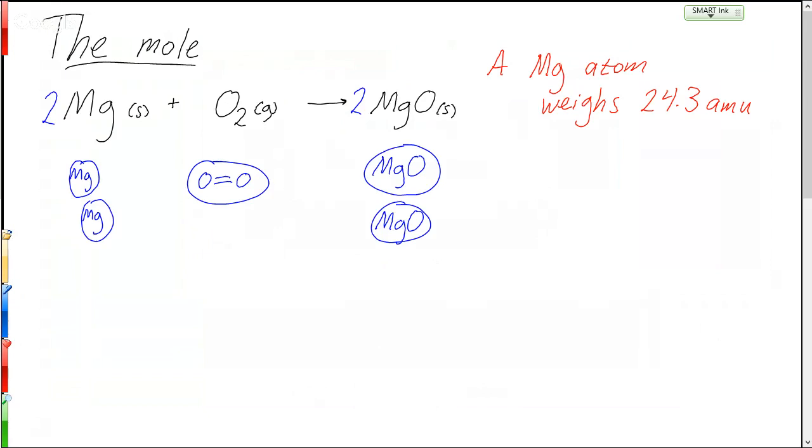AMU means atomic mass unit. It's this tiny little unit that is only really used for atoms. So we can weigh that, and we can weigh a whole bunch of magnesium atoms and then find how many are in there. The problem is they're so small that any amount that you could actually realistically weigh would be many, many, many magnesium atoms.